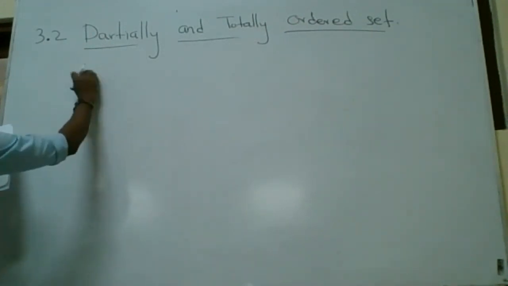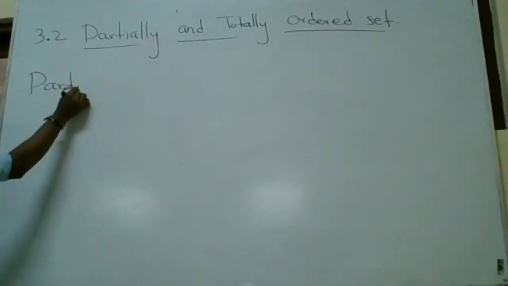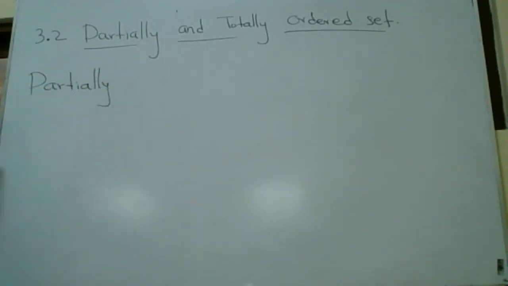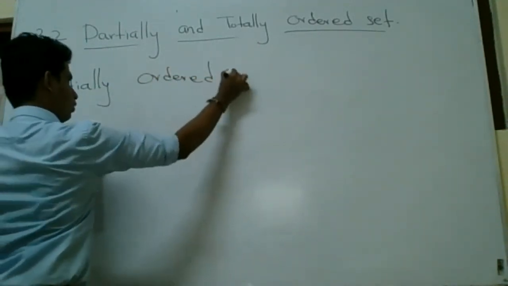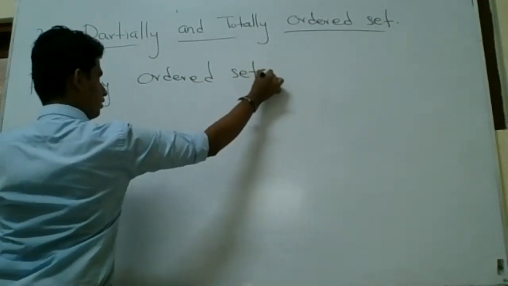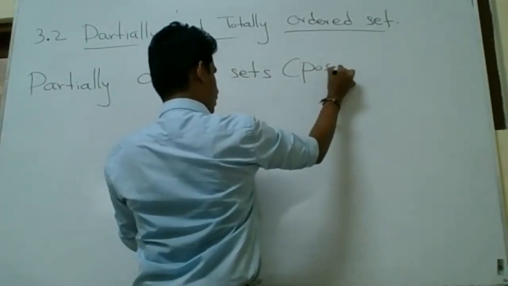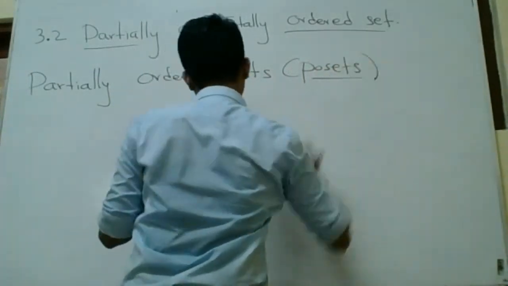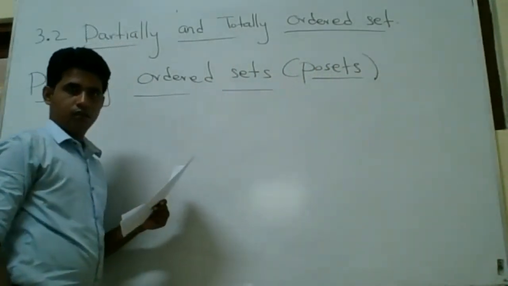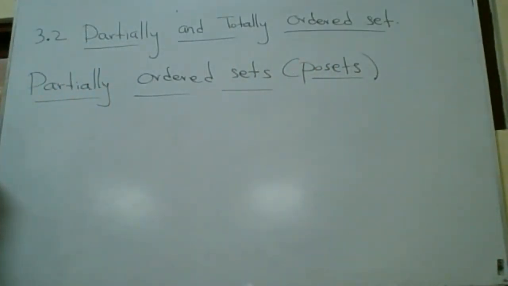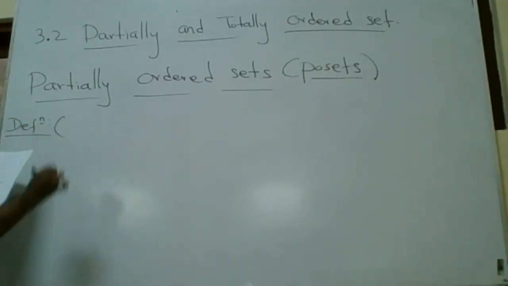First of all, we define the term partially ordered set. This is another meaning of partially ordered sets. The first definition for the partially ordered set is Definition 3.2.1.